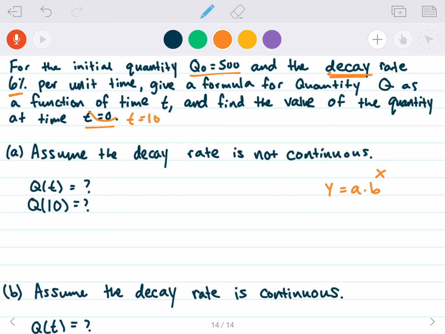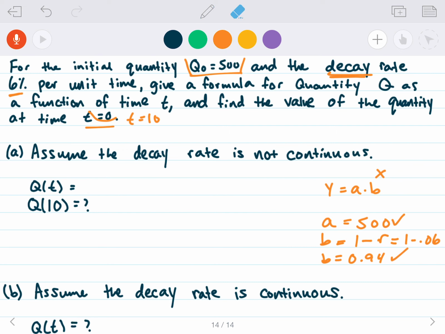And in this case, our initial value is what we started with, and that's 500, as you can see in the first sentence. Our b is going to be, this time, 1 minus our decay rate as a percentage. And r as a percentage, in this case 6%, is just 0.06. So our b is going to be 1 minus 0.06, which is going to give us 0.94. So b is equal to 0.94. Check, check. We got those two things.